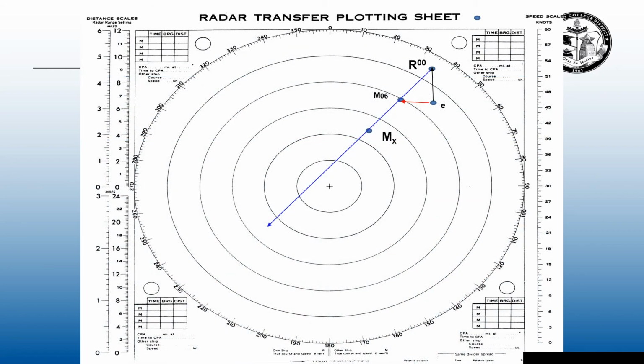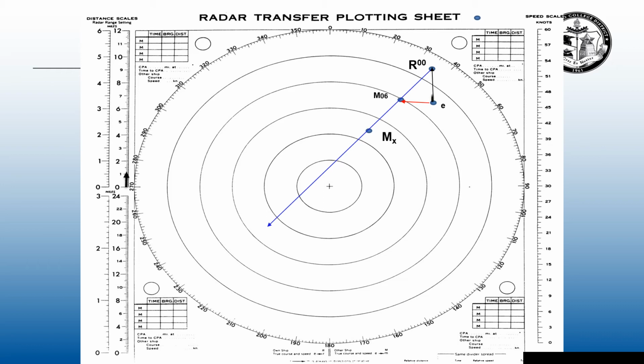Same problem that we had before. Our own ship's still heading due north. The contact is heading west. MX, or the execution point, is at 5 nautical miles. We want to alter speed to 12 knots. So we need to come over to the 12-mile scale, and we need to measure 12 knots. So we want to measure 12 knots at E.